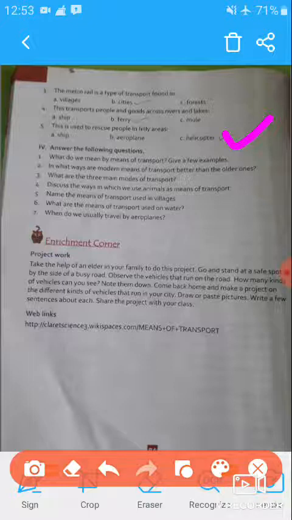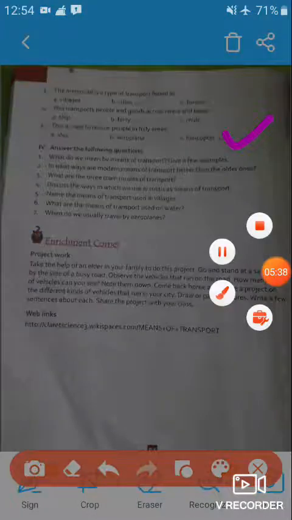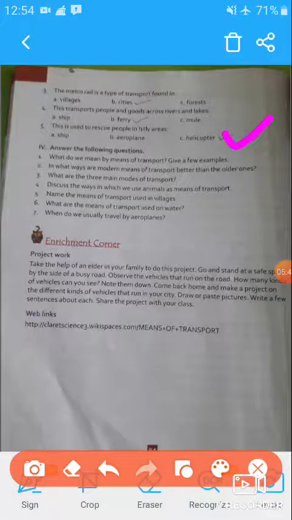Now let's come to the last question of this chapter's exercise, that is, answer the following questions. So my dear students, the first question is: what do you mean by means of transport? First of all, you will write the definition of means of transport, and after that give a few examples of transport.